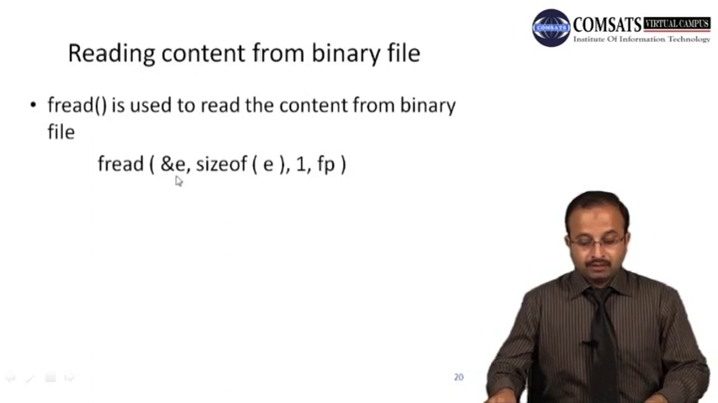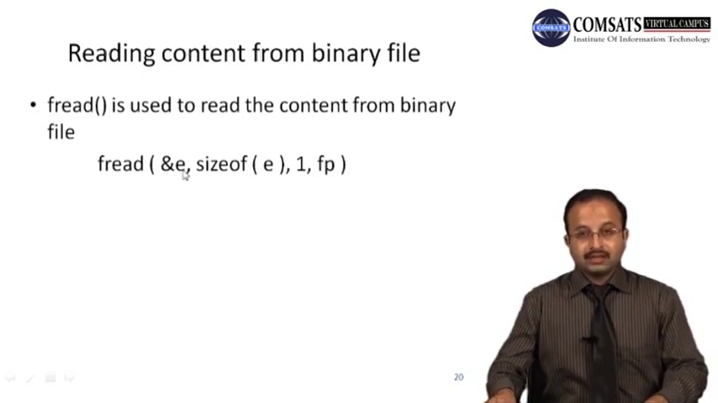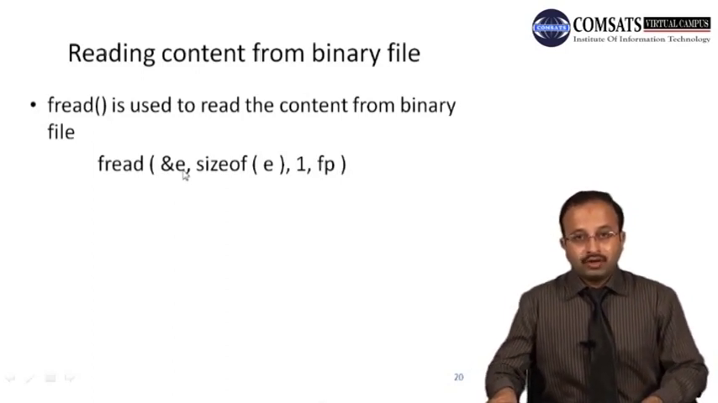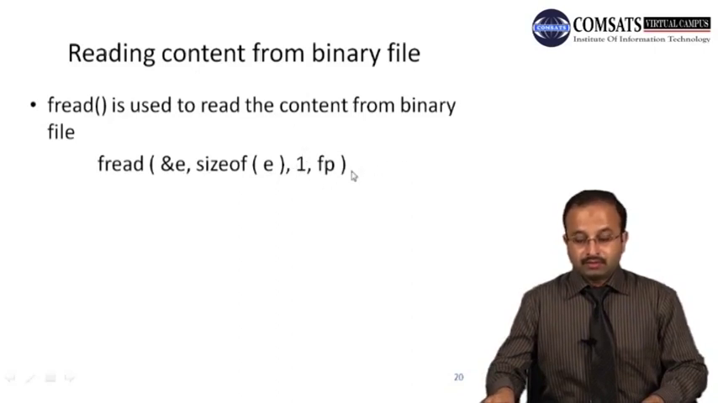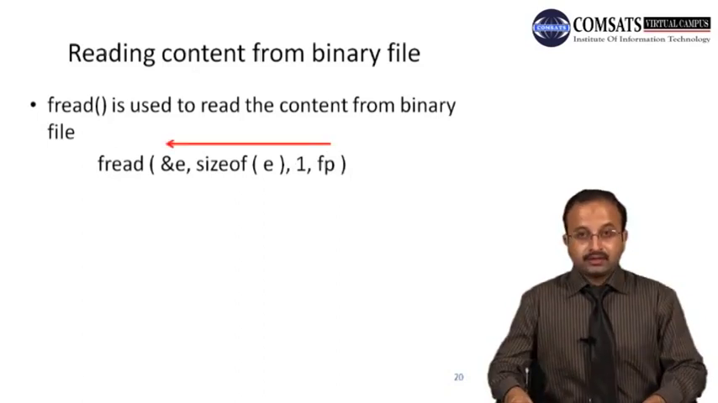There are 4 parameters. The first parameter is the memory address. E is the variable of struct employee type, so this is the address of that variable. Then sizeof E, the total number of bytes occupied by E. 1 is the third parameter and the file pointer is the 4th parameter, and then a semicolon. Now it will read like this: it will read from the file this many bytes, in blocks of the size mentioned in the second parameter, and write it at this memory location.